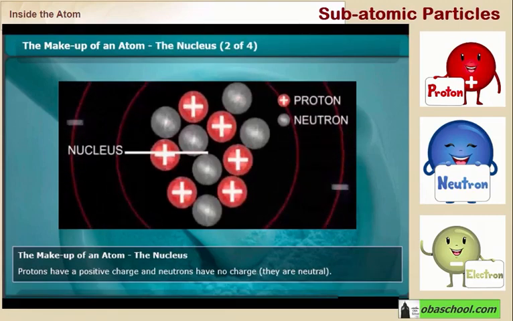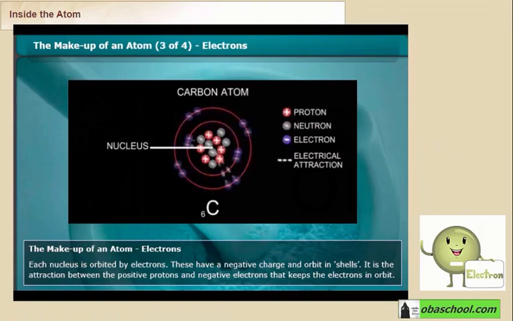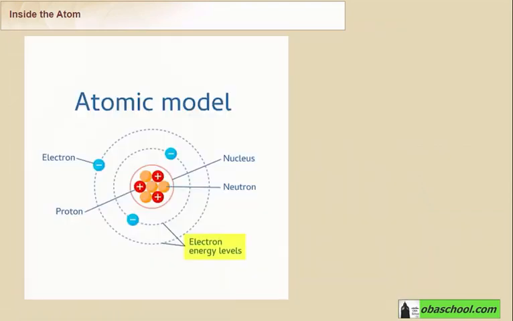The third is the electron. Electrons are orbiting the nucleus as energy levels or shells. So these are the energy levels or shells where the electrons will be orbiting around the nucleus.